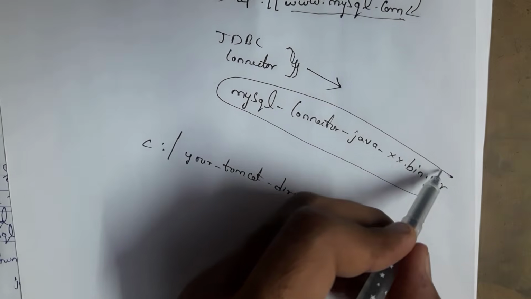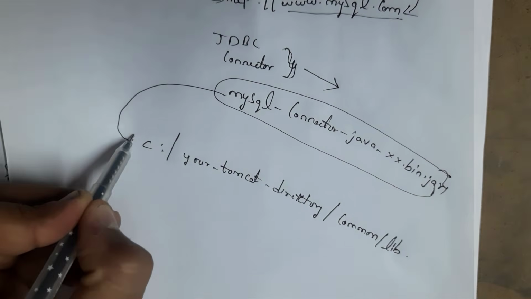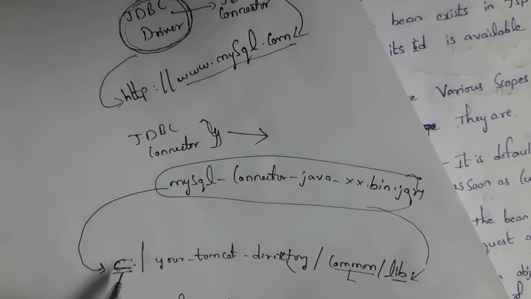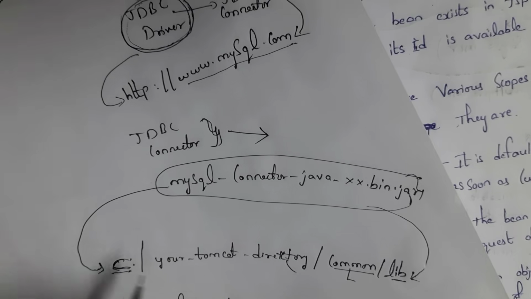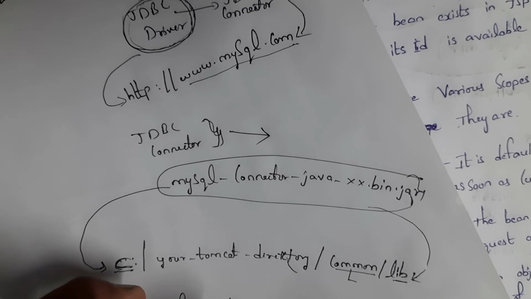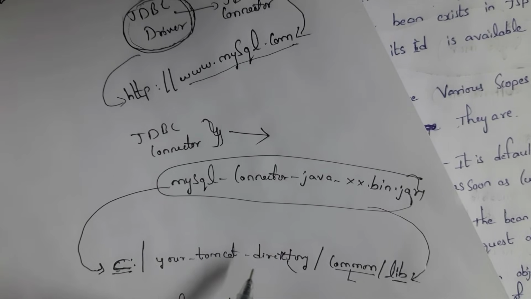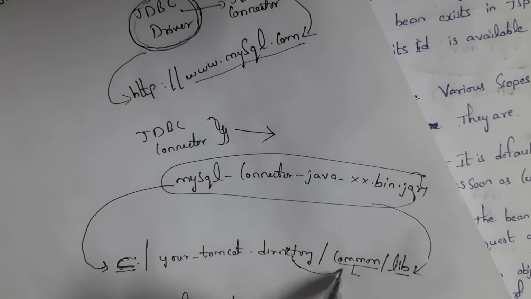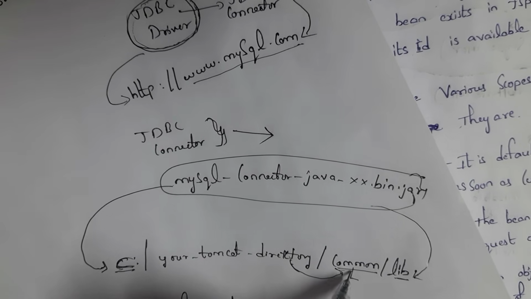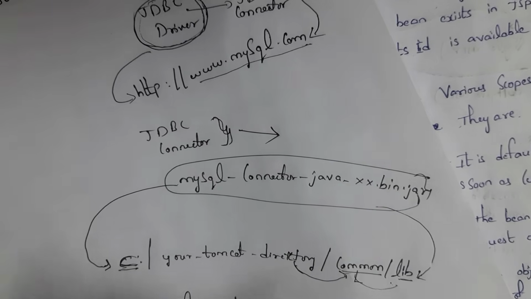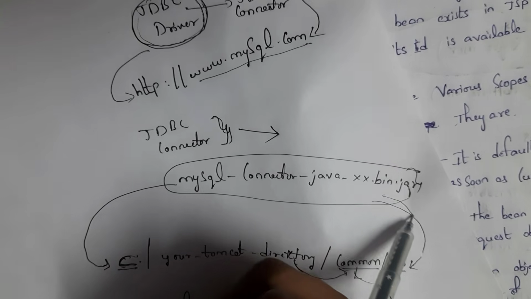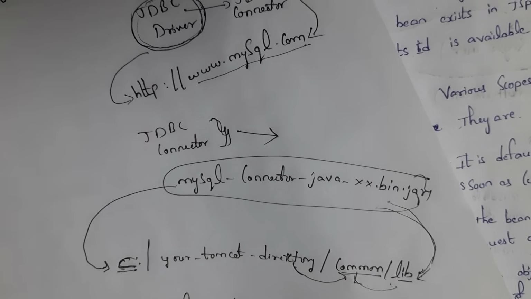Copy this jar file and paste it in this location. Open local disk C. Inside local disk C, you will see one folder called your Tomcat directory folder. Open this Tomcat directory folder. Inside it, you will see another folder called common. Open this common folder, and inside you will see another folder, that name is lib, the library folder. Now you need to copy this jar file inside this library folder.